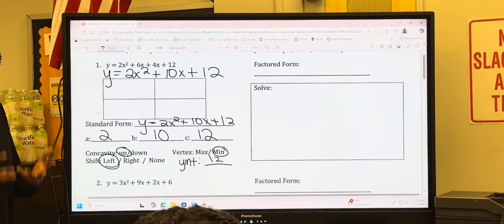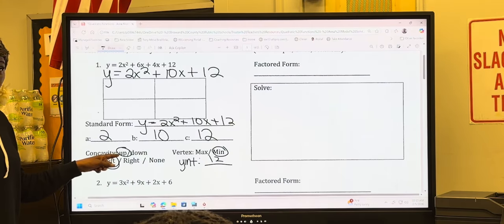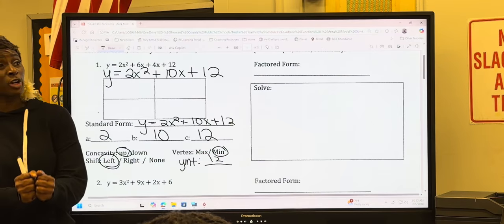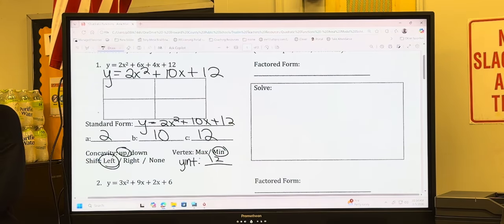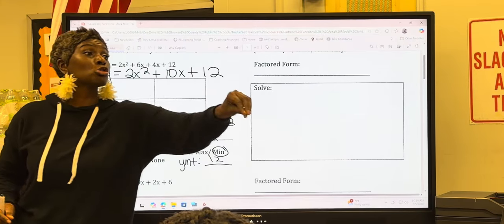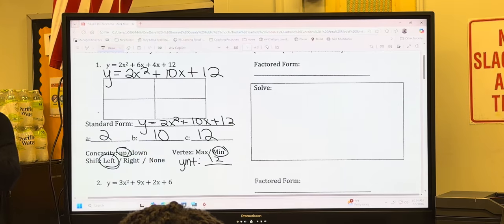If I was asked to pick a graph, I would be looking for a graph that U's up, a graph that has a minimum, a graph that is shifted where the vertex is to the left of the y-axis, and a graph where the parabola goes through the y-axis at 12. That's how I would identify that. Is everybody following? Charles?